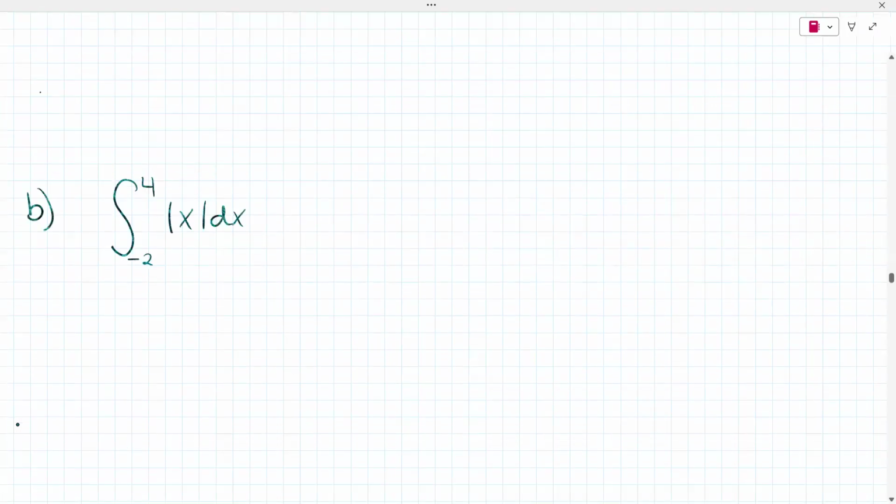Okay, what about B? What is the integration from negative 2 to 4 of the absolute value of x? Just like we know that the absolute value makes that V shape. The only difference is we're going from negative 2.